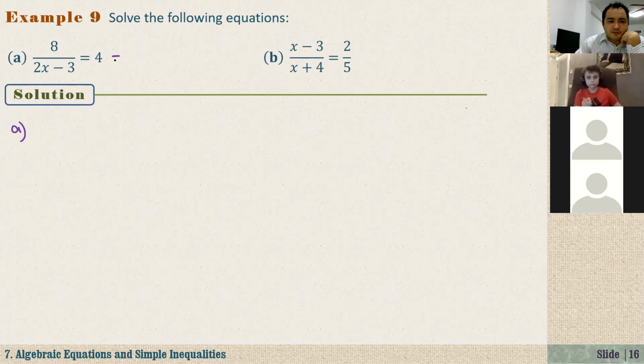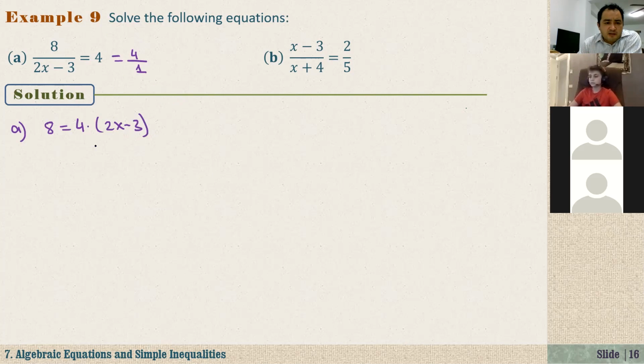So this 4 means, Ibrahim, it is 4 over 1, right? We can just write it as 4 over 1. So on the left, we have one fraction. On the right, we have one fraction. What should we do here? Cross multiply again, right? So this 1 goes here. 8 times 1 is 8. On the right-hand side, we have 4 times (2x minus 3).